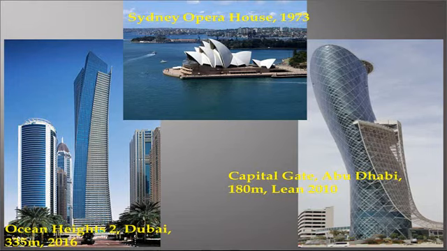These are a few photographs taken from Wikipedia. You can also see this. Sydney Opera House in 1973, of course, prestressed. Ocean Heights in Dubai, the height is 335 meters, constructed in 2016. Capital Gate, Abu Dhabi, 180 meters. See the beauty. Due to the prestressing, the angle is about 18 degrees. It is tilted like this.